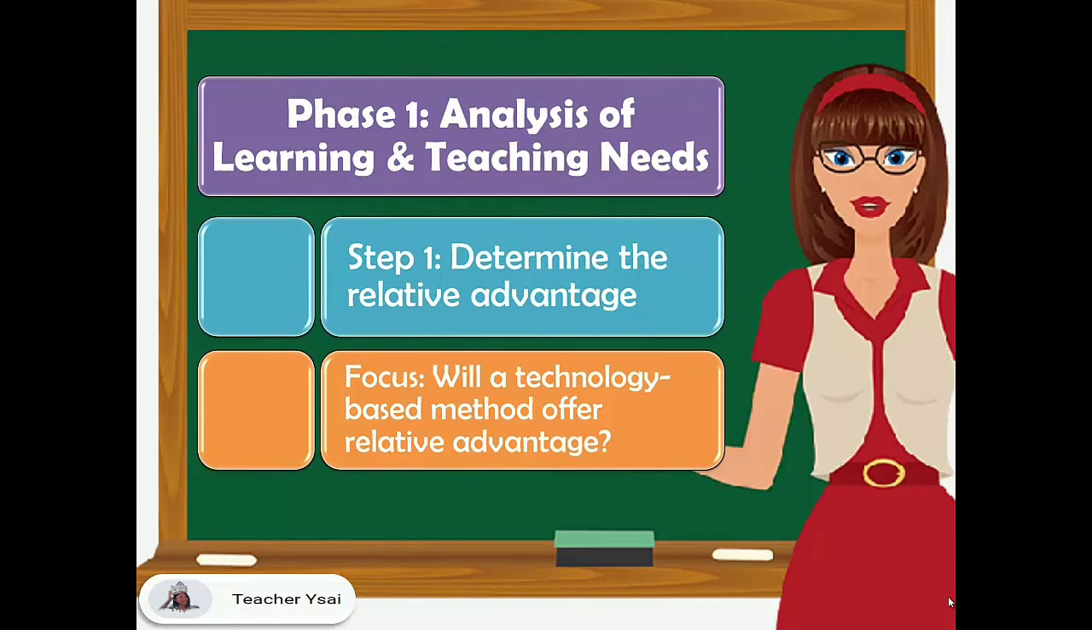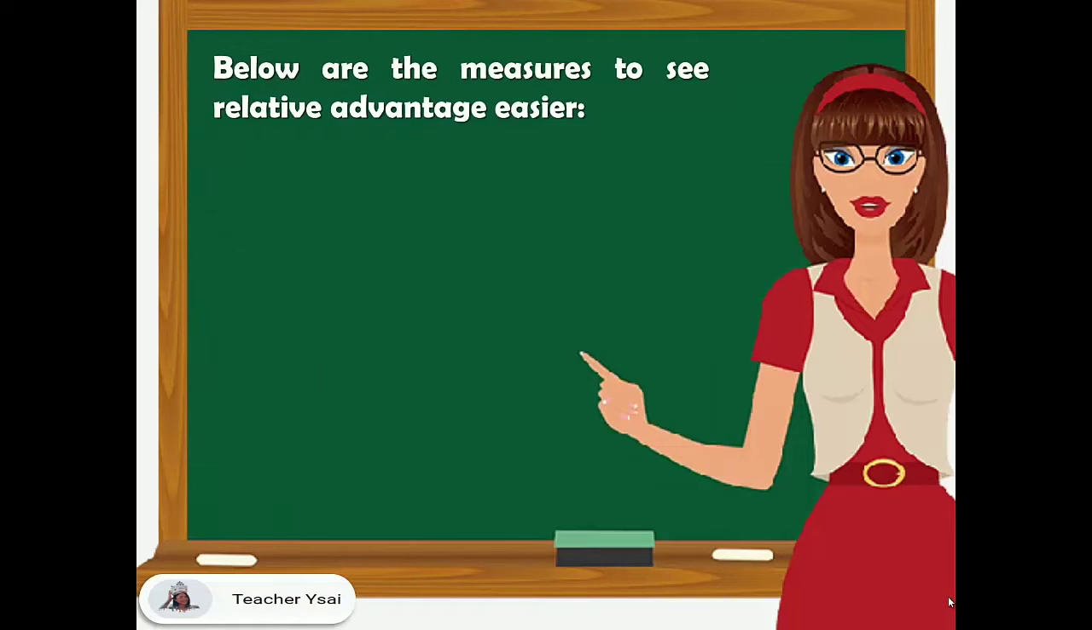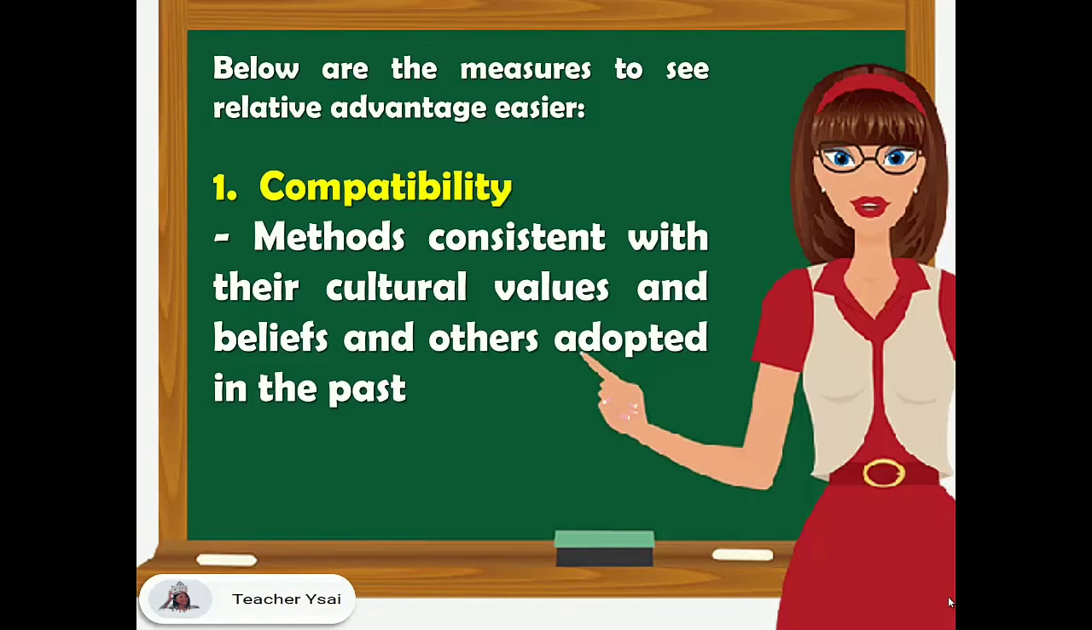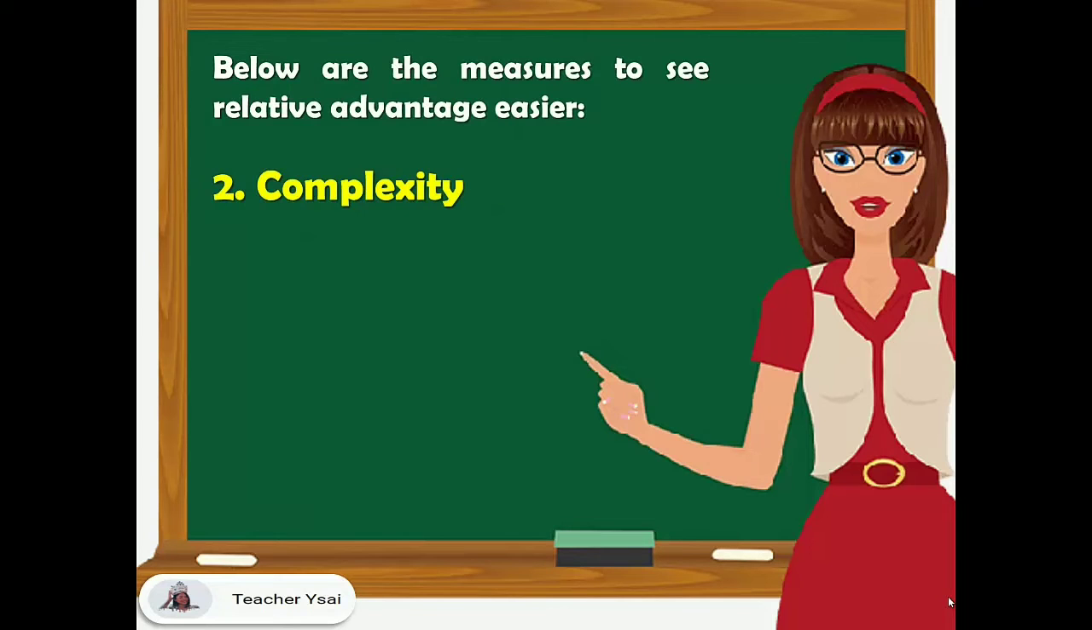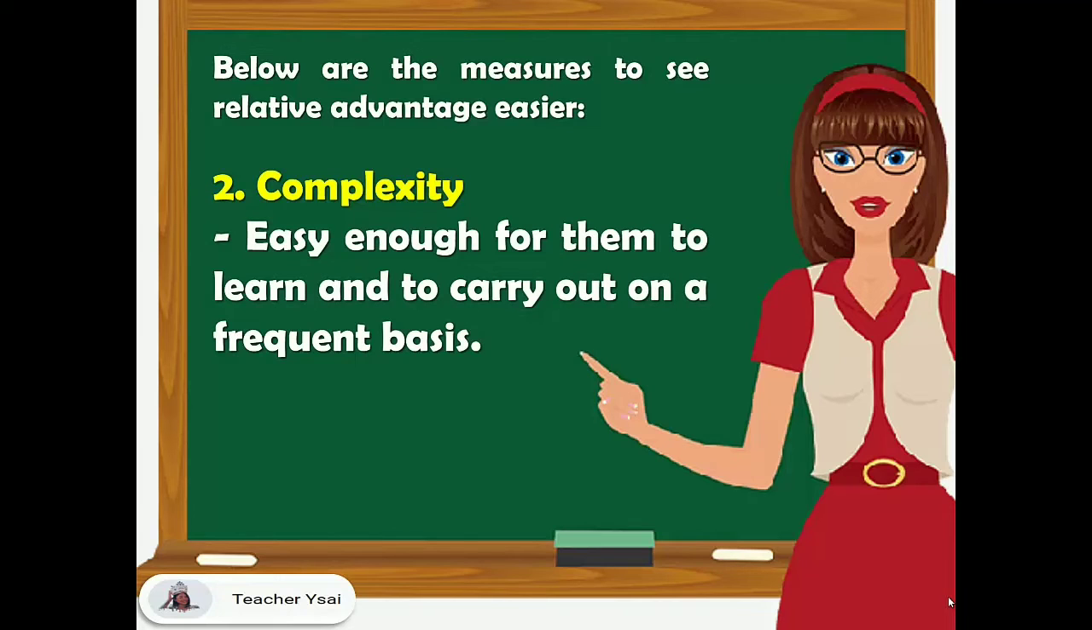This is seeing a relative advantage, as mentioned by Everett Rogers. Below are the measures to see relative advantage easier. First is compatibility. Methods consistent with their cultural values and beliefs and others adopted in the past. For example, teachers see using technology as compatible with their views of being an updated teacher. The second measure is complexity. It means it's easy enough for them to learn and to carry out on a frequent basis. Teachers who use technology-based methods feel no fear and find no difficulties in understanding and learning something new.